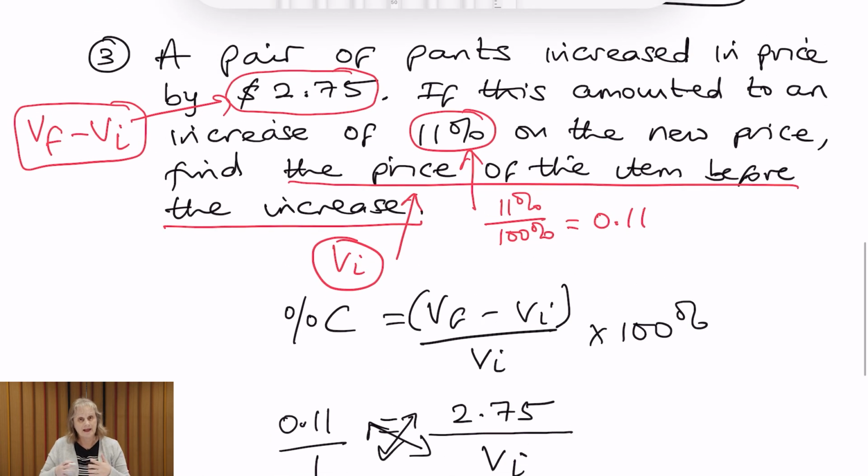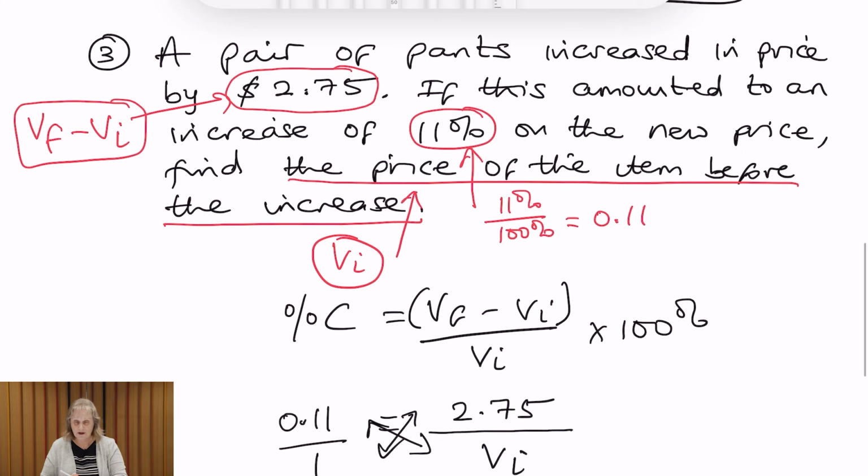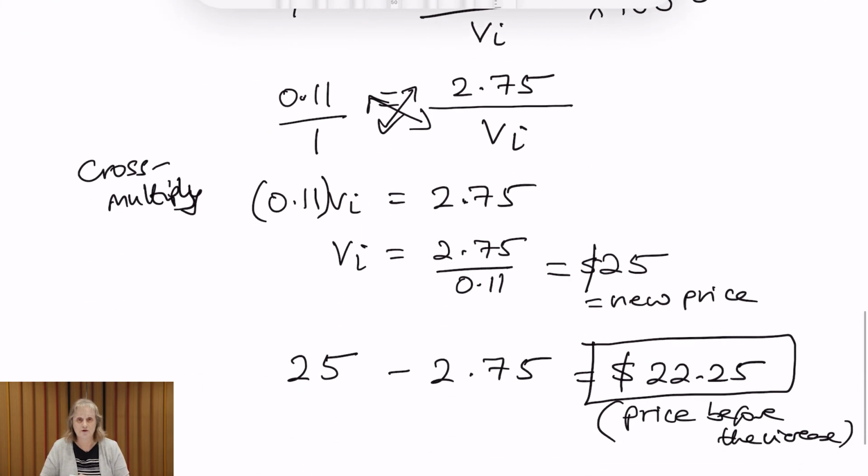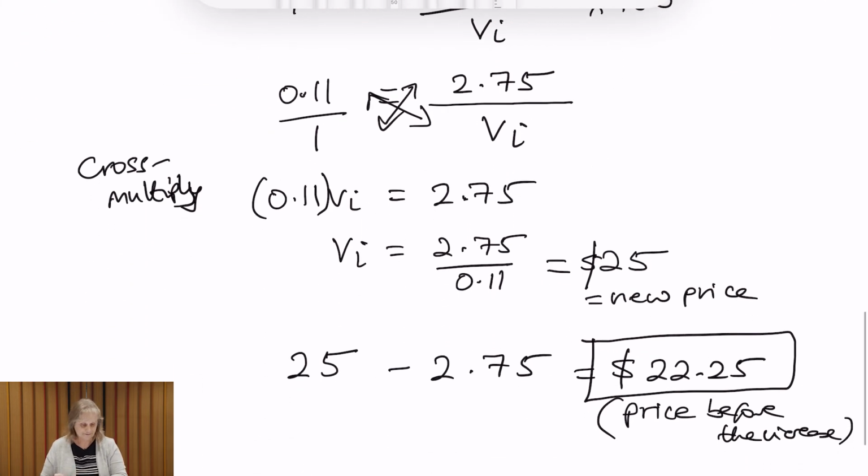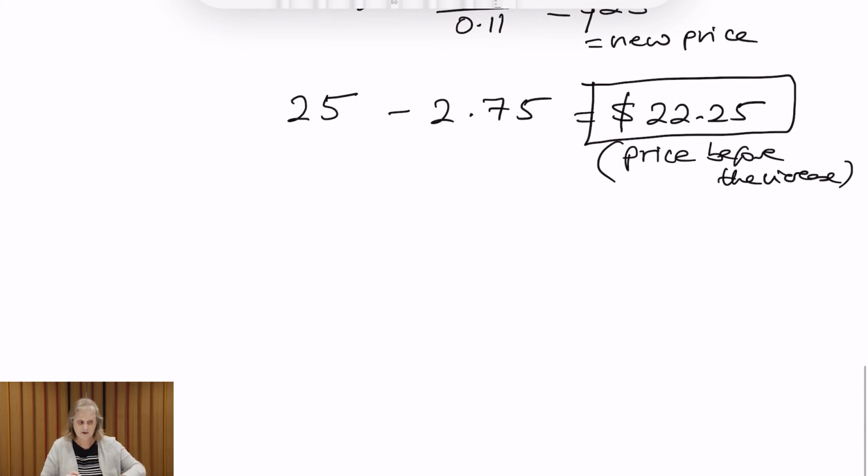Again, follow that through carefully so you can see the steps that we used. This is just one method that we can use for this type of question. The price of the item before the increase is applied is equal to $22.25. So now we've done 3 questions to practice with percent change.